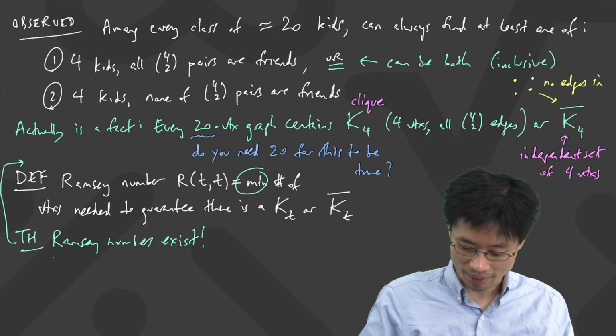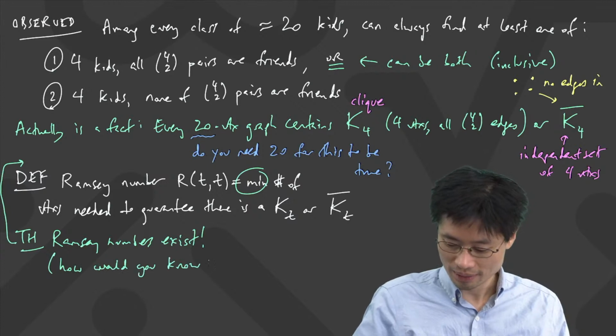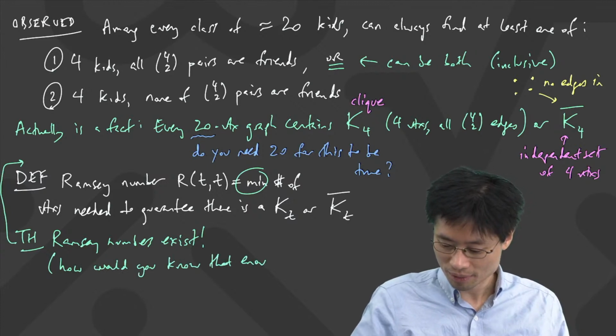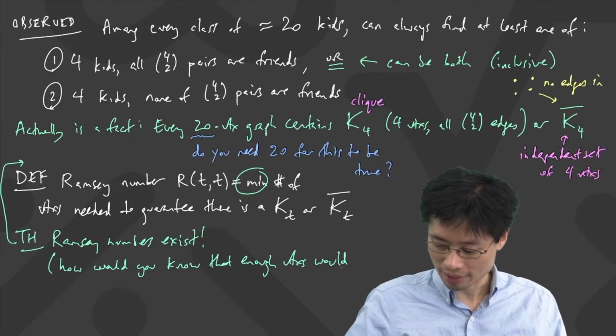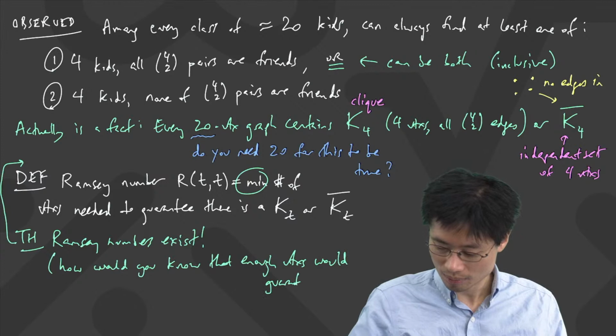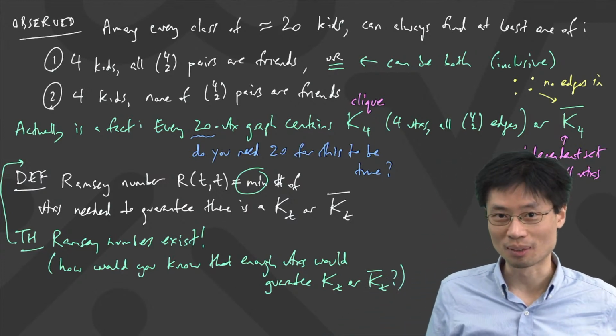And specifically, I want to say, how would you know that enough vertices would guarantee K_t or K_t bar?